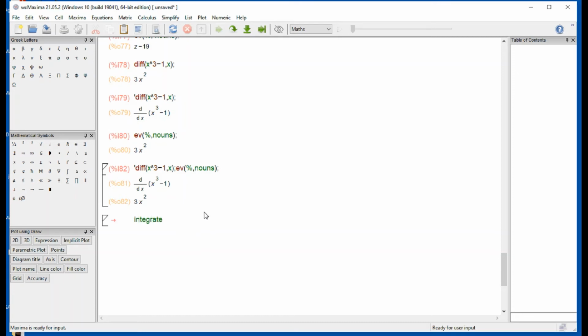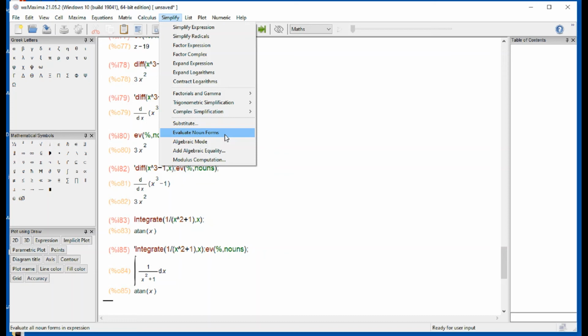Same thing with integral. If you do integrate 1 over parentheses x squared plus 1, for example, right arrow, comma x, that gives you the arctangent. But you could also type apostrophe integrate parentheses 1 over x squared plus 1, right arrow, comma x, right arrow, semicolon, ev parentheses, the percentage symbol followed by nouns. This is obviously a reference to the previous result. Nouns, I believe, refers to the fact that you're going to do it symbolically. So you go shift enter, and it gives you the integral of 1 over x squared plus 1 dx is equal to the arctangent of x. And that's the application of this evaluate known forms option.